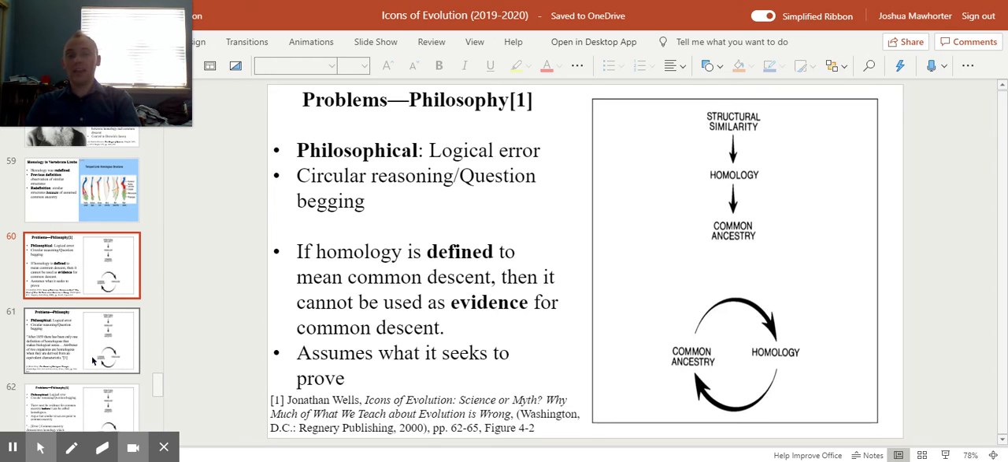What question begging actually means is that you assume something in your statement, and then you try to use that statement to try to prove it. It's more commonly known as circular reasoning. Now, circular reasoning or circular arguments, there is a point of authority which we come back to in all argumentation.